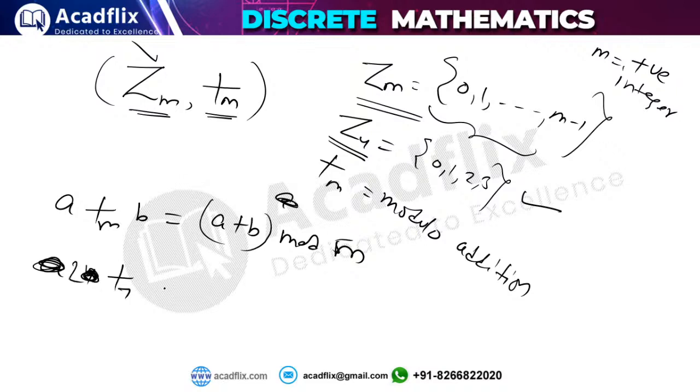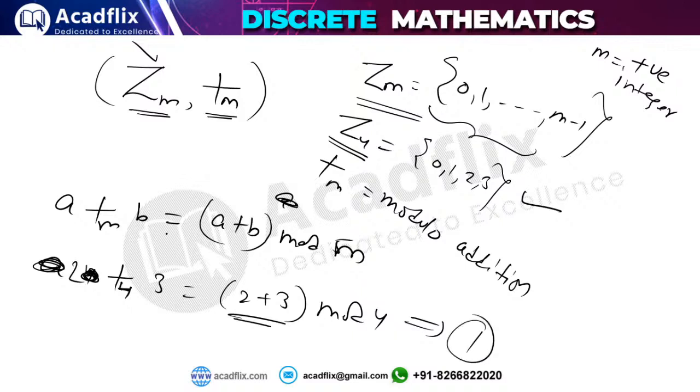What will be 2 modulo addition 3? It will be 2 plus 3 mod 4, and what will be the result? This is nothing but 5 mod 4, and 5 mod 4 is equal to 1. So this is our modulo addition operation, and this is our base set.